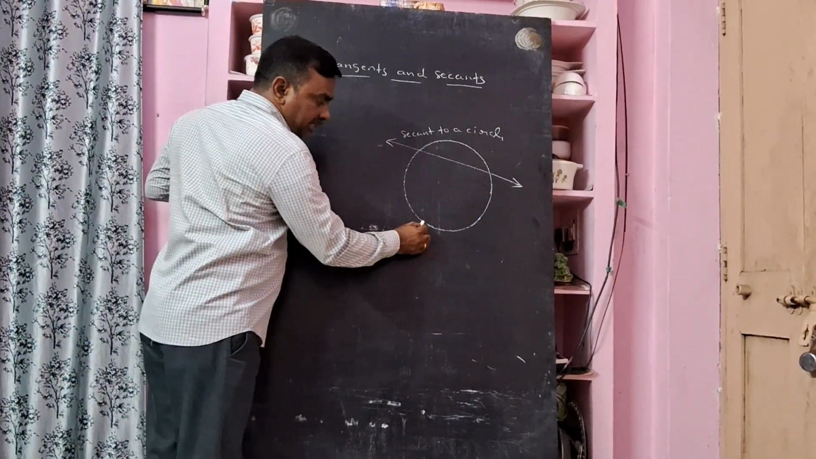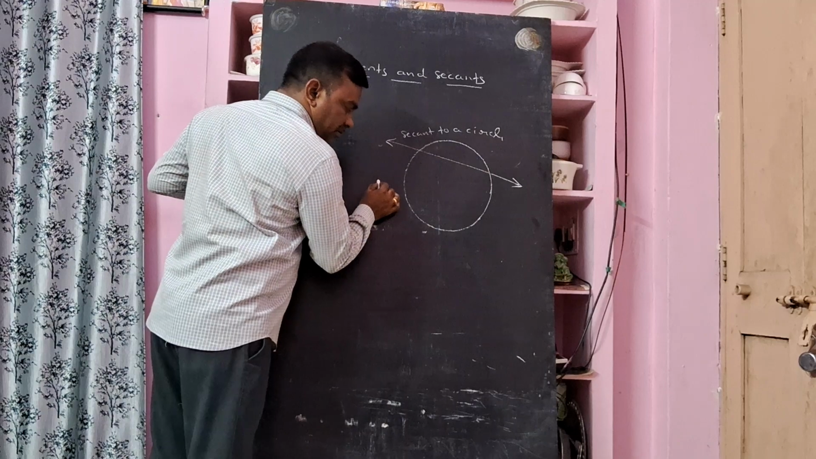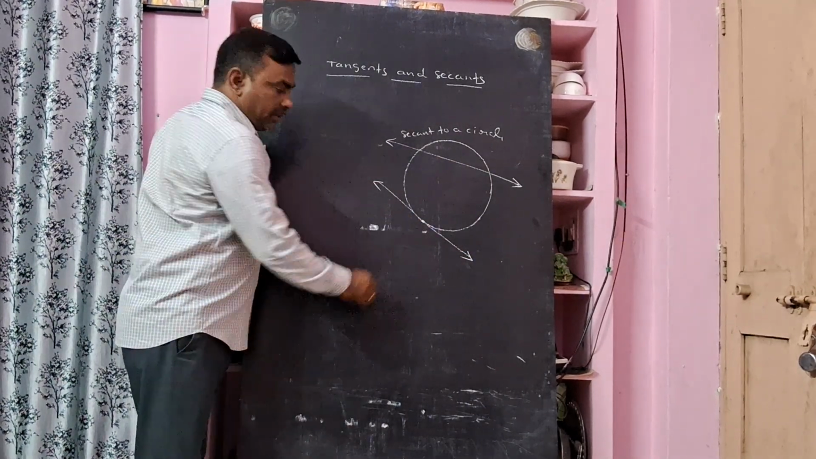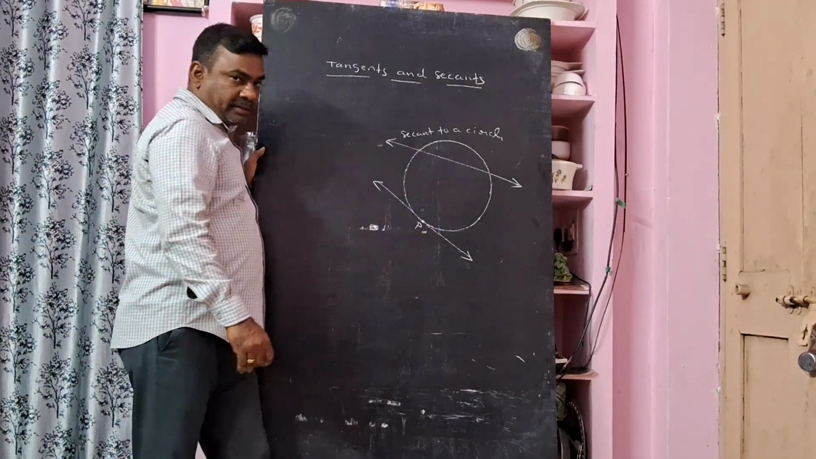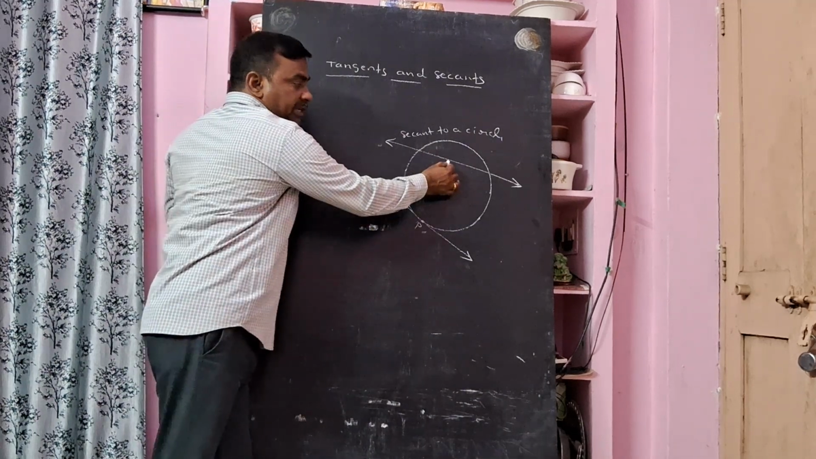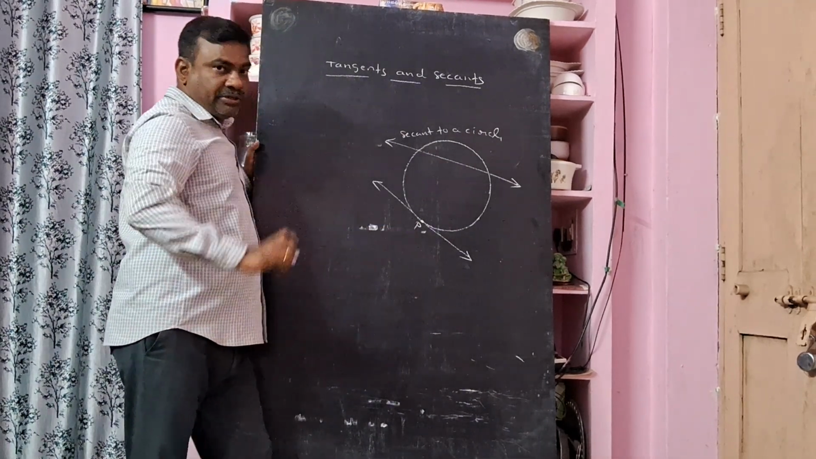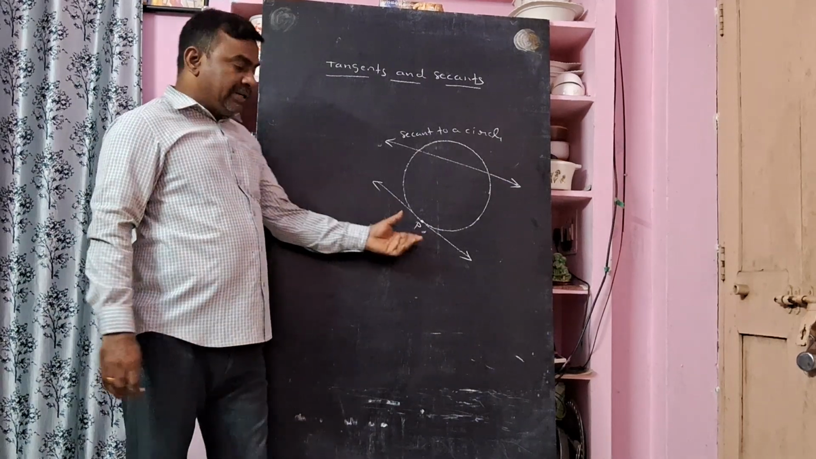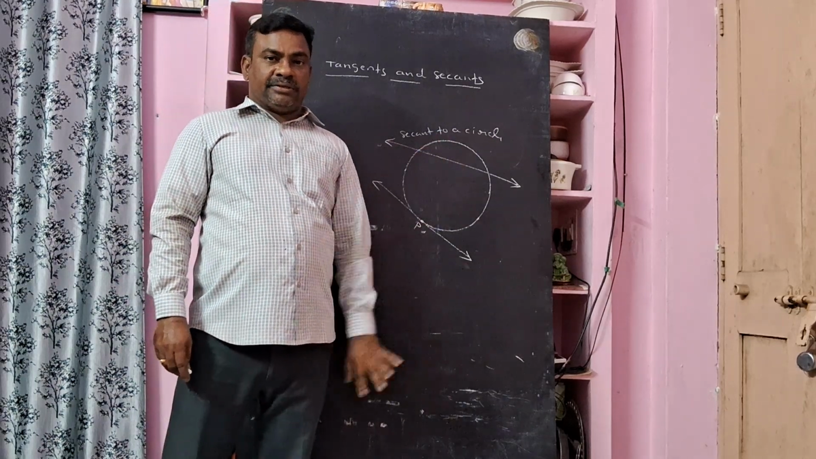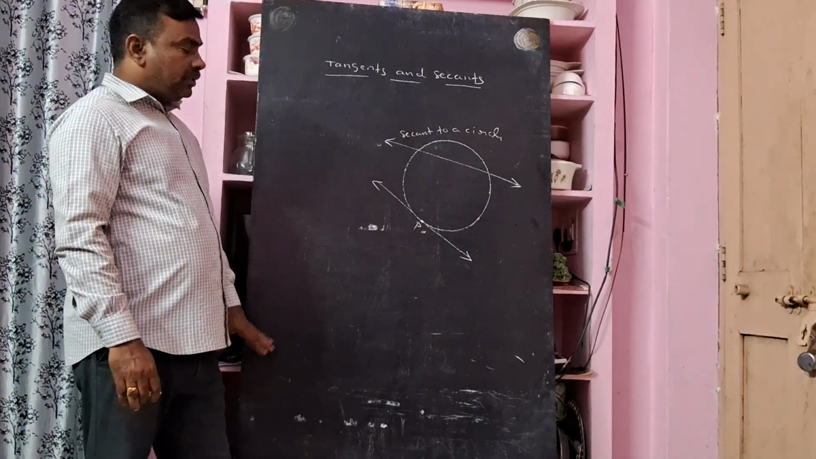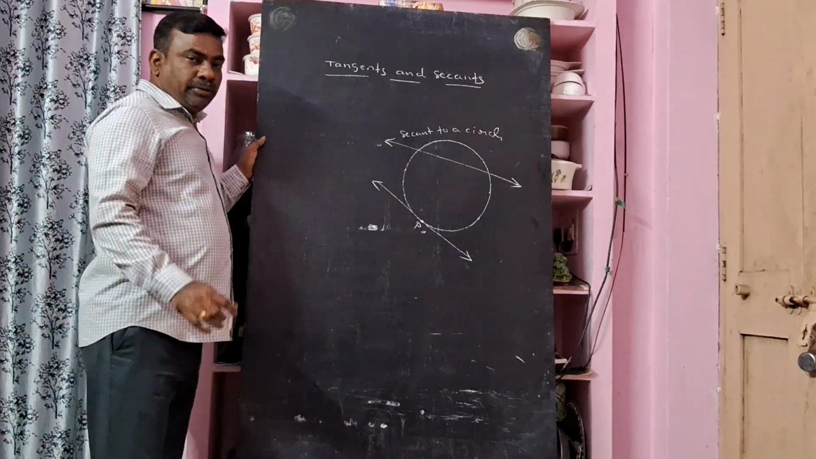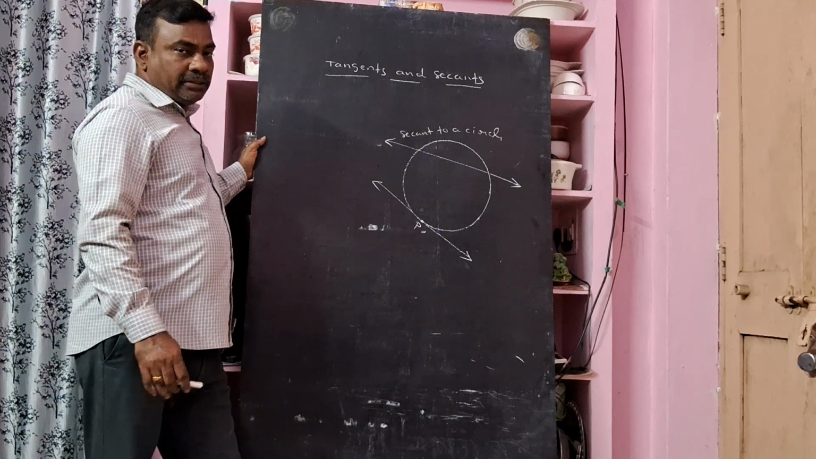A line intersects the circle at 1 point. Suppose this is the line intersecting the circle at 1 point P. This is called a tangent to a circle. A line intersecting the circle at 1 point is a tangent. At 2 points, it is a secant.